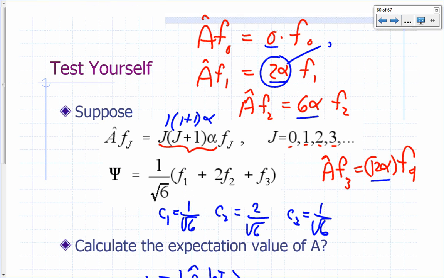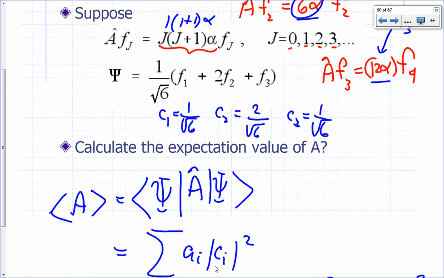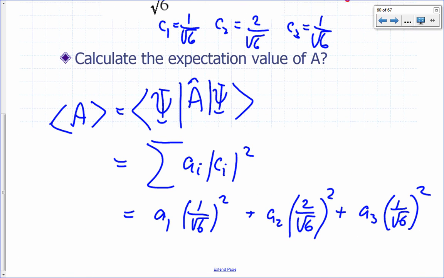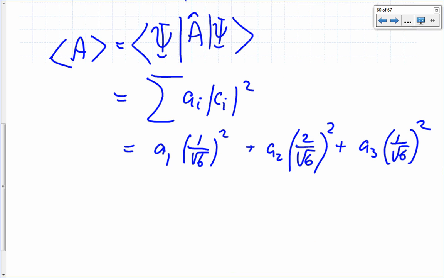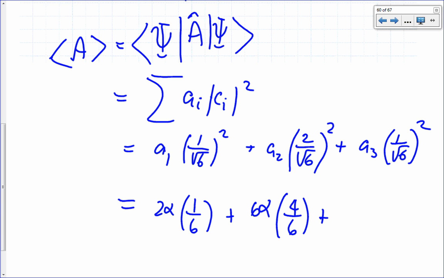A1 is 2 alpha, that's your A1, this is your A0, this is your A2, 6 alpha, and A3 is 12 alpha. Note that we're ignoring A0, A4, A5 and others because the probabilities of those would be 0. The coefficients are 0. So what's A1? 2 alpha times 1/6. What is A2? 6 alpha times 4/6. What is A3? 12 alpha times 1/6.